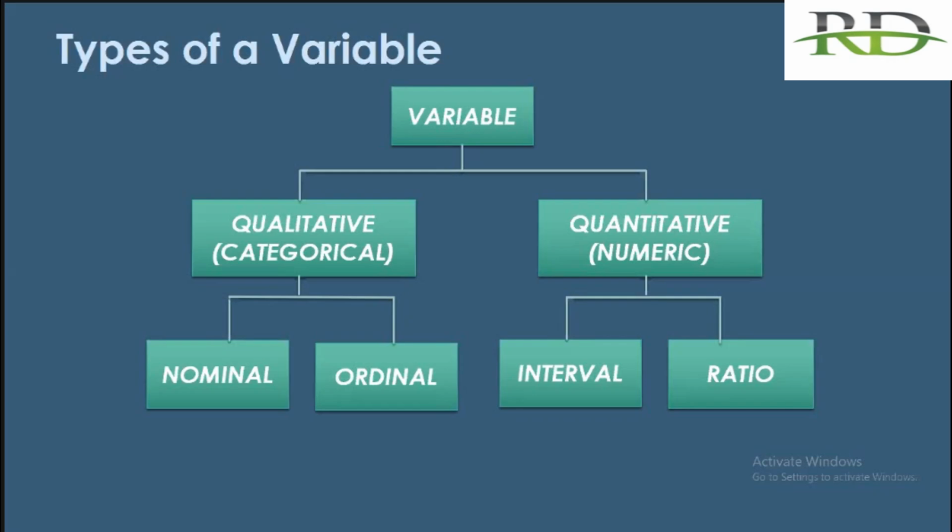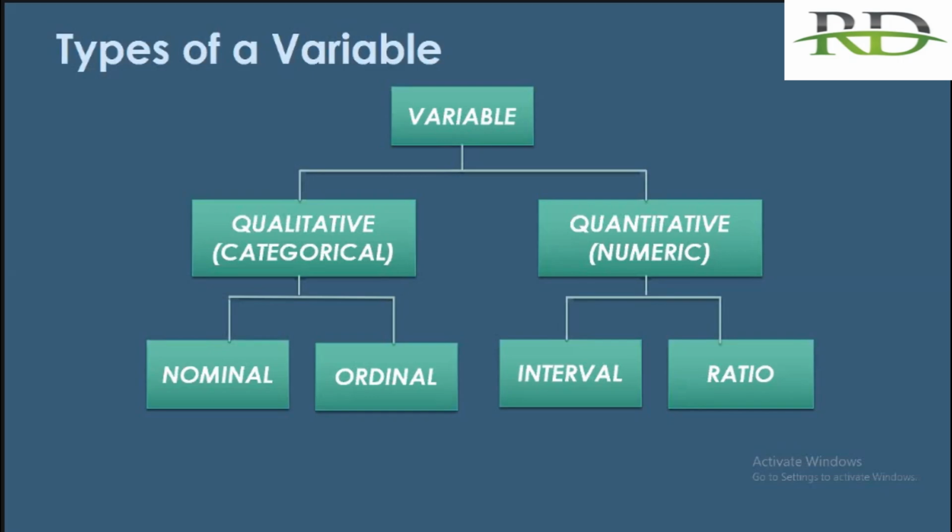Okay, so it is an attribute, it is a quality which is capable of being categorized into different classes, but you cannot measure it, you cannot quantify it. Those types of variables are known as qualitative variable, also called categorical variable.